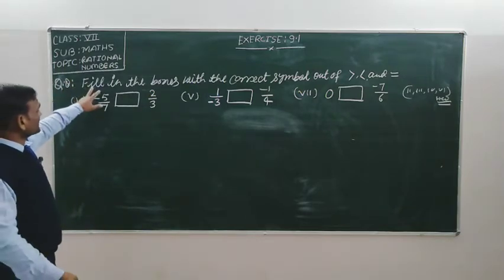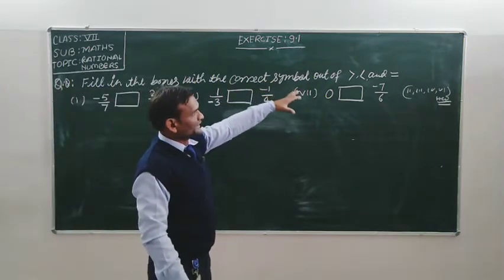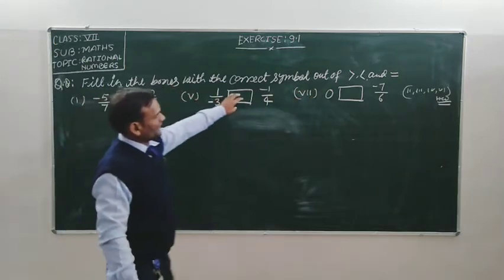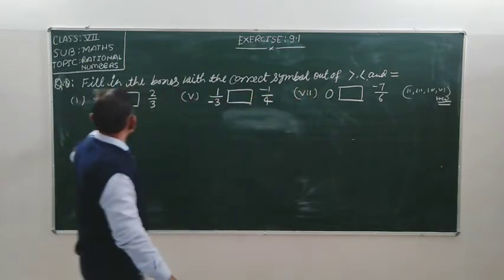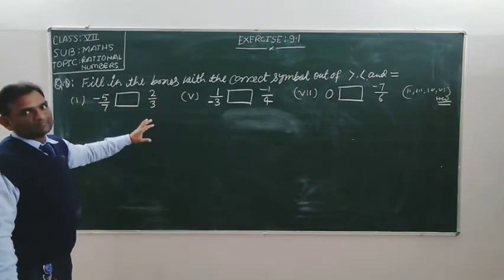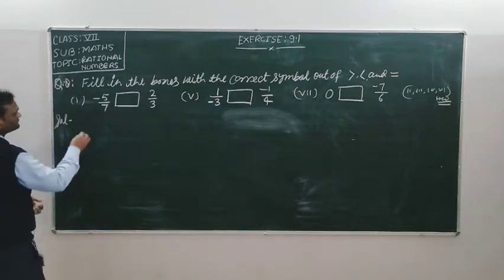So student, question is saying fill in the boxes with the correct symbol, greater, smaller and equal. का symbol आपको बॉक्स में fill up करना है. Means which rational number is greater, which is smaller, you need to compare first. So student, I am going to solve this question.